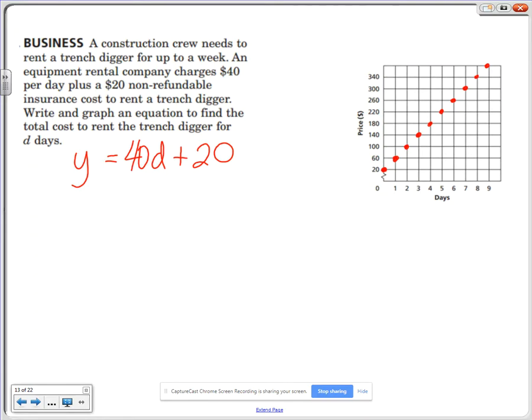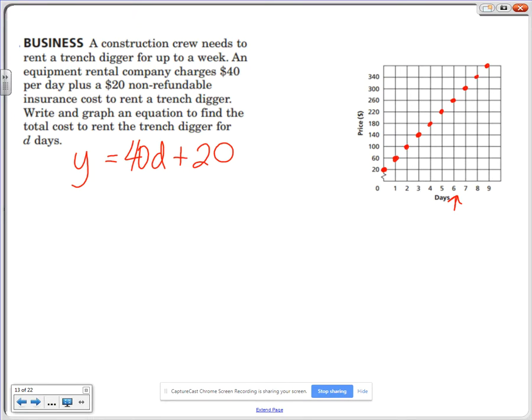Okay, now I got a couple of follow-up questions for you. My first follow-up question is, how much does it cost to rent for 6 days? You guys see how it's 260 because my 6 days is here? And it's 260, right? How many days can I rent it for $300? It'd be 7 days, 1 full week. Make sense?